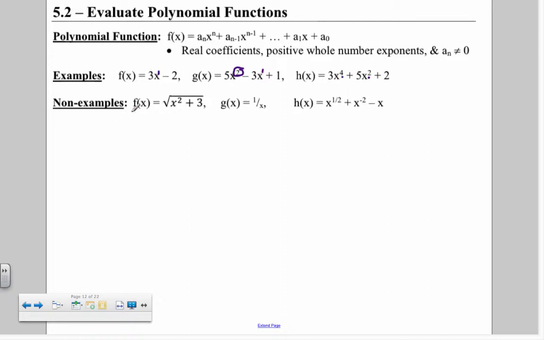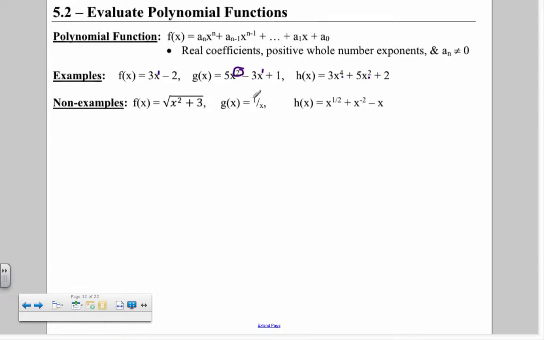Non-examples. Okay, I have x squared plus 3, and it's all under the radical. The important part here is that it's really the whole thing. It's the x squared plus 3 that is all under the radical, and it joins them together. And we can't have that because that kind of gives us a strange non-positive whole number exponent.